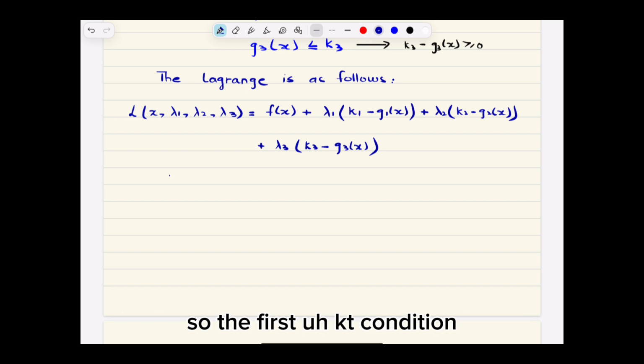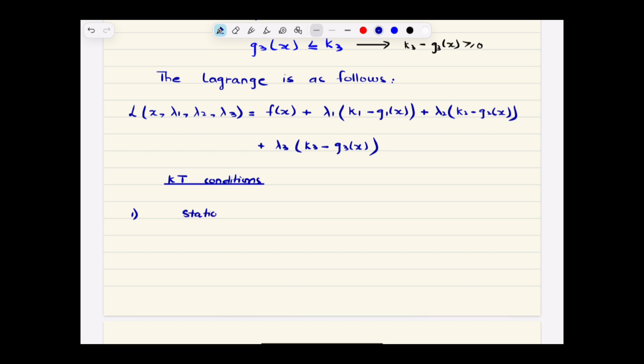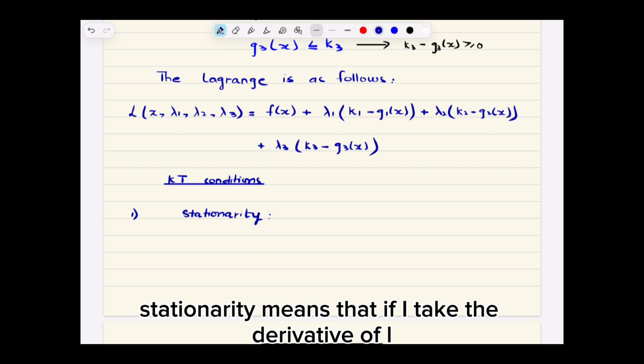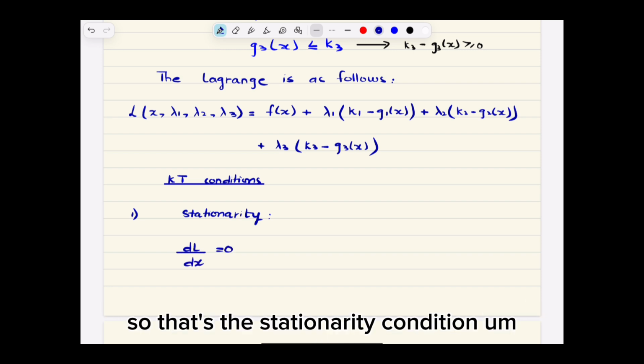So the first KT condition is that of stationarity. Stationarity means that if I take the derivative of L with respect to x, then I can put it equal to 0. So that's the stationarity condition.